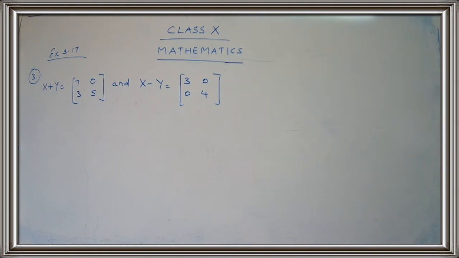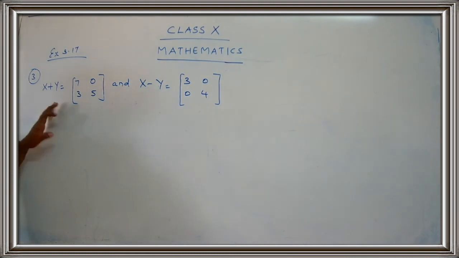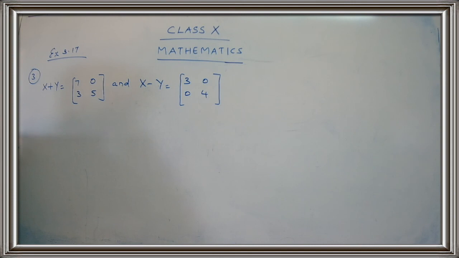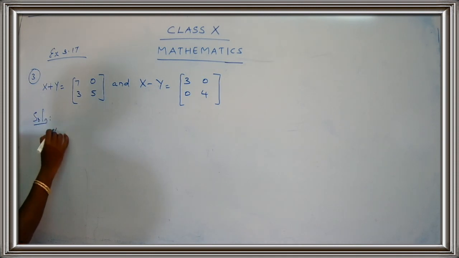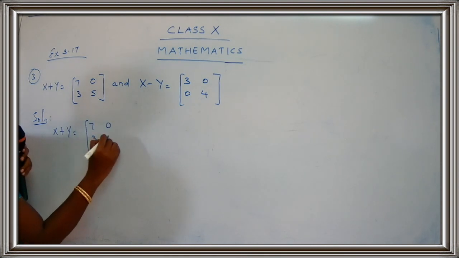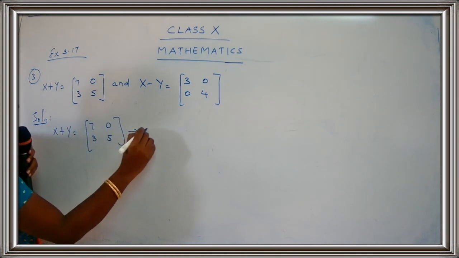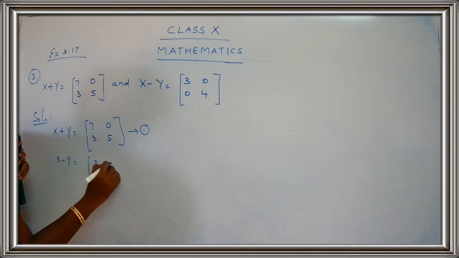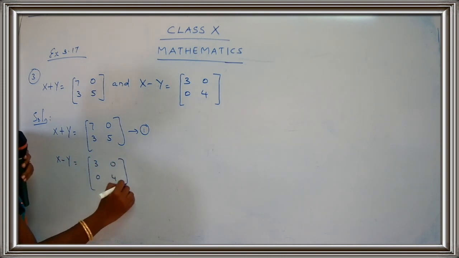Okay, let's start with the work. So first of all, I am going to add these two matrix. See, I have x plus y and I have x minus y. So first thing is we are going to add these two. So I'll be writing the solution here. Solution: x plus y is equal to 7035. Take this as number 1. X minus y is equal to 3004. Take this as number 2.